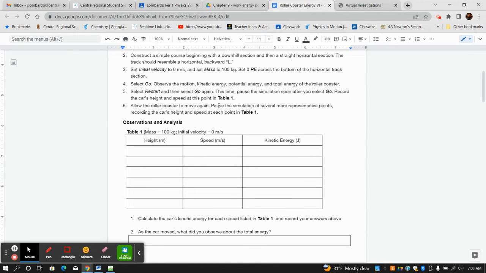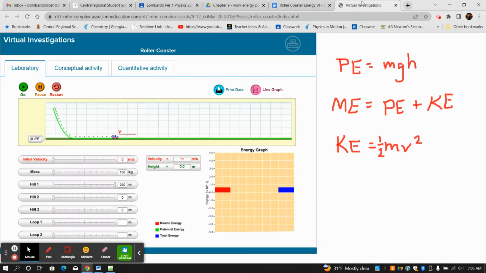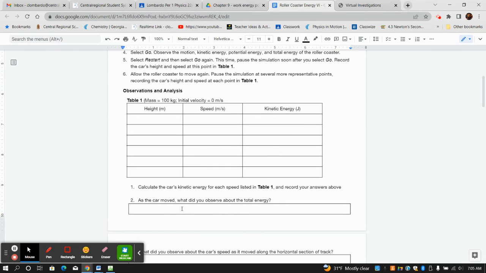So allow the roller coaster to move again. Pause the simulation at several more representative points according to the car's height and speed at each point. So pretty much bring it up. Pause. Okay. Height, instead of it originally at 260, we're at 236.8 and the velocity is 20. Play. Pause. Do it as many times as you need to for here.